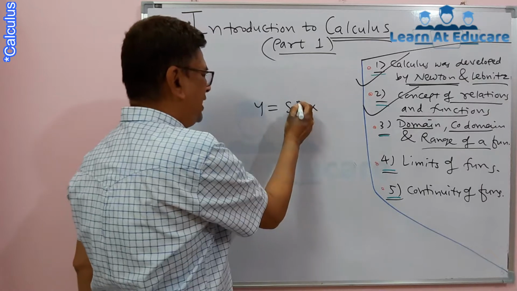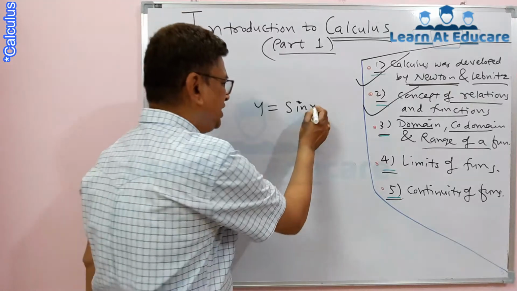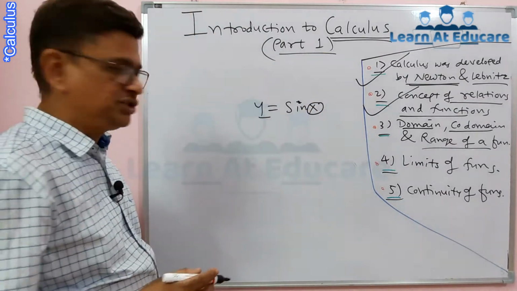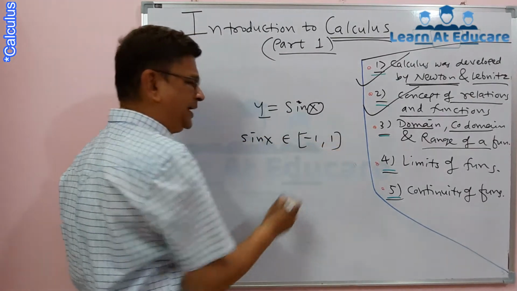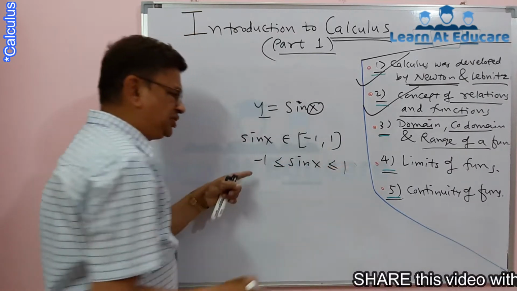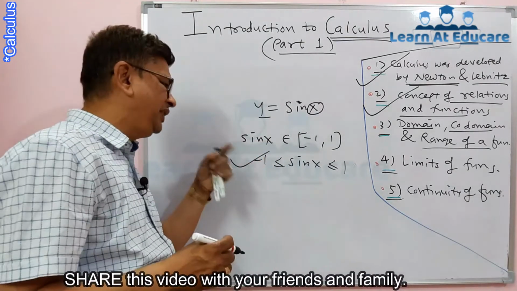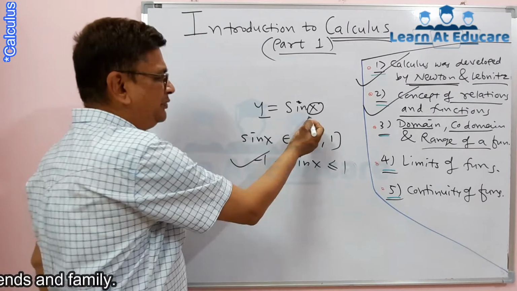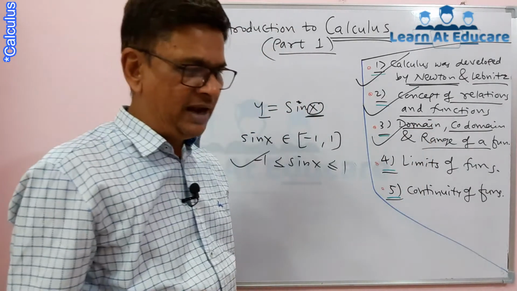Suppose we have y = sin x as the function. Now when you call y = sin x a function, this x is called its domain and this y is called its range. We know the sin x value belongs to the closed interval -1 to +1, meaning sin x lies between -1 and +1, that is its range. And the angles for which we can get the sin x value are called the domain that I have written here. x is the domain. That is in short the concept of domain and range.